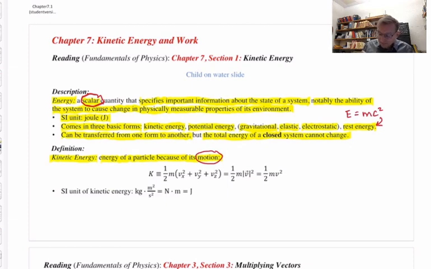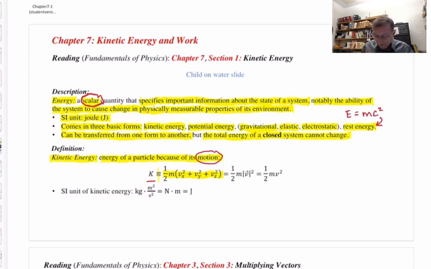All right? First, note the symbol for kinetic energy, capital K. Then note the three lines here. That means we're defining kinetic energy. And here's the definition. Take 1/2 of the particle's mass and multiply that by the product of the x component of the velocity squared plus the y component of the velocity squared plus the z component of the velocity squared. That's the definition of kinetic energy.